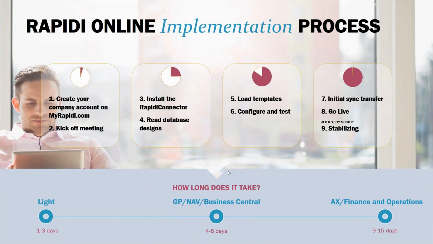From an implementation perspective, how long does it take to implement? It depends a little bit, of course, on your specific scope. This estimation I have here is based on the flowchart I showed before with the quote to cash. So if you're on GP, Nav, or Business Central, it's typically around 4 to 8 days, depending on your complexity and your data quality. And if you are on AX or Dynamics 365 for finance and operations, then it's typically around 10 days. The light estimation is typically if you only want a couple of the integrations as part of your scope.